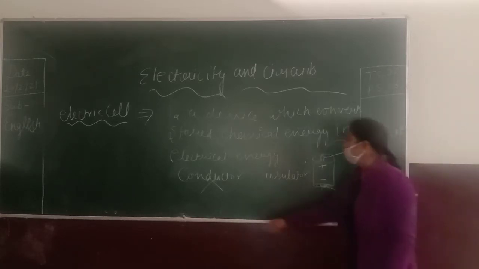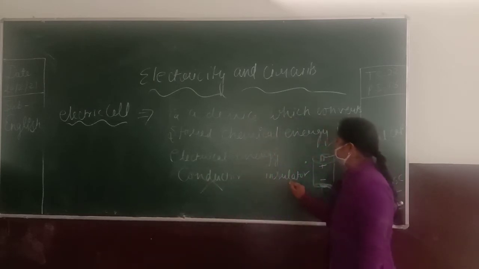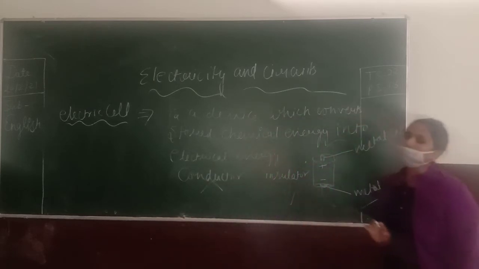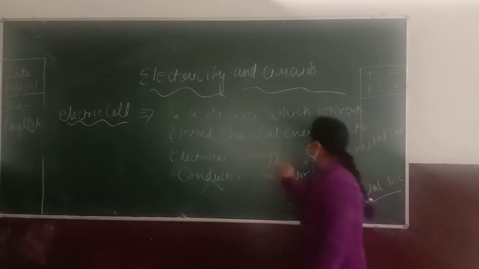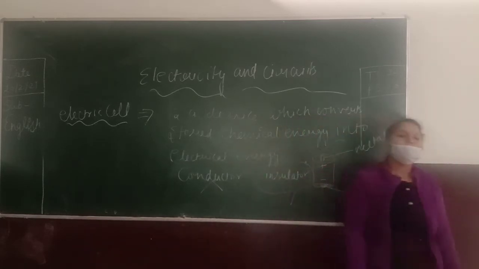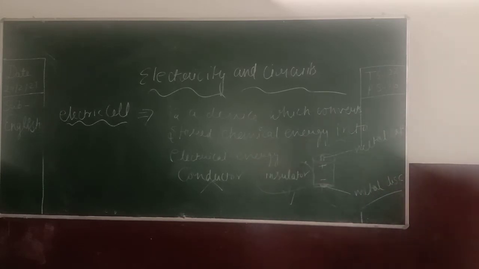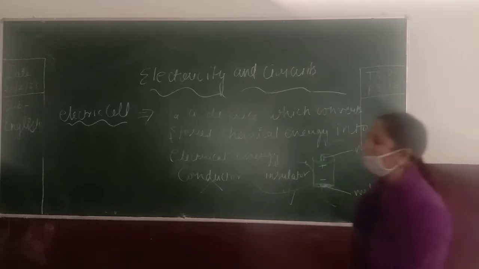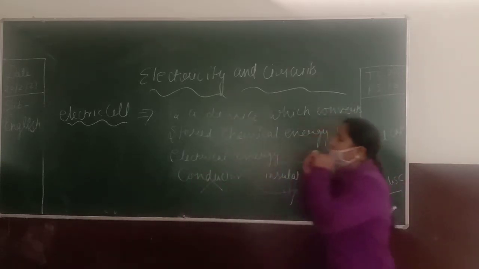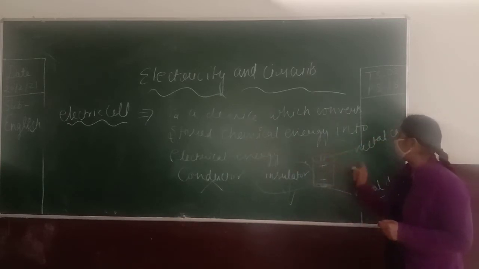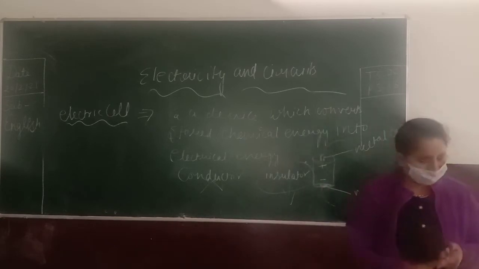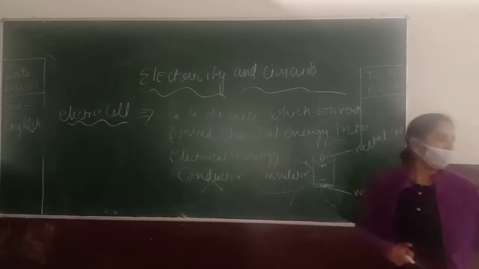And what are insulators? Insulators are the materials that do not allow electricity to pass through them. Is it clear? Just give me examples: what are examples of insulators? Plastic, wood, rubber. These are all examples of insulators. That's why the caps and terminals that are connected with the wires are made of metals. Is it clear to everyone?